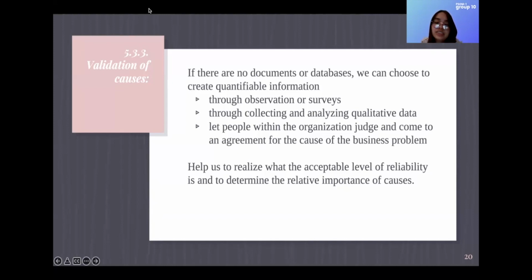The validation step can also be done through collecting and analyzing qualitative data. It's also possible to let people within the organization judge and come to an agreement on the cause of the business problem, in order to realize what is the acceptable level of reliability.